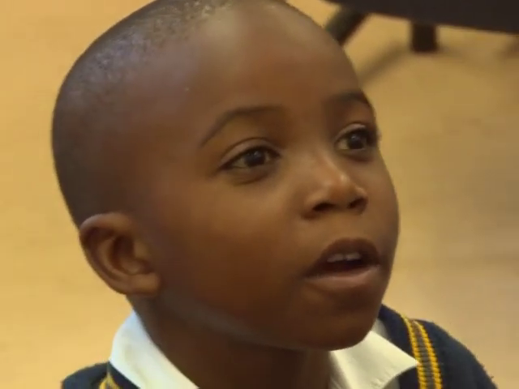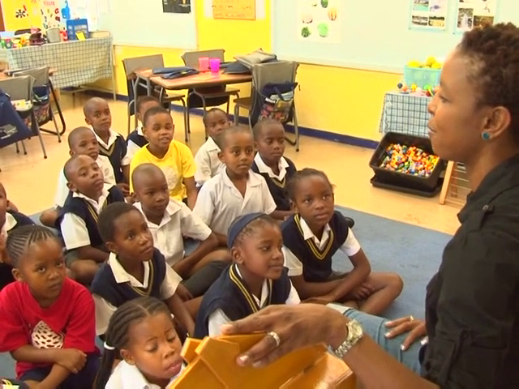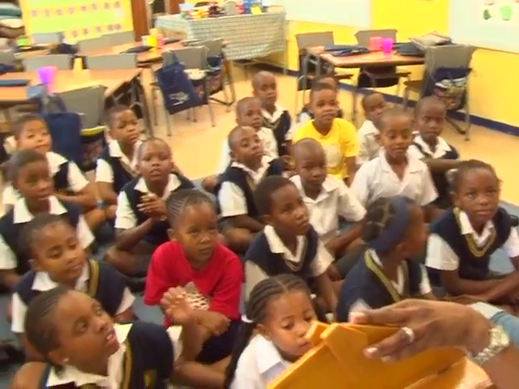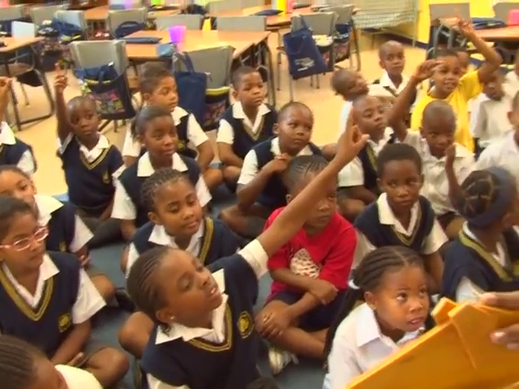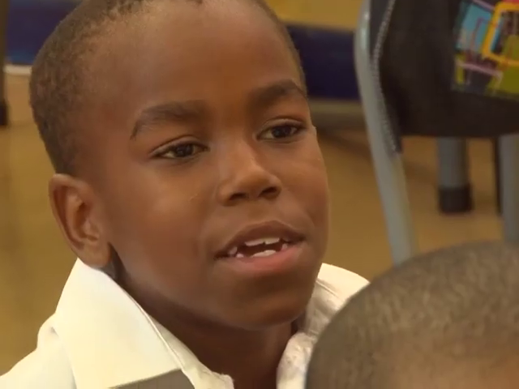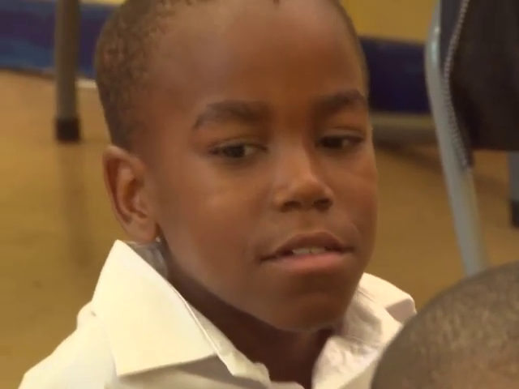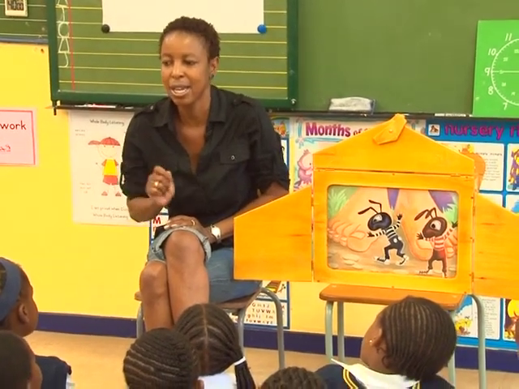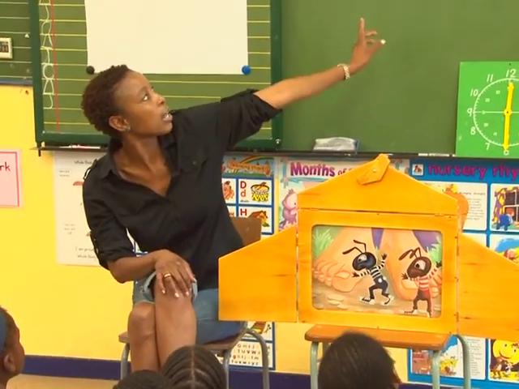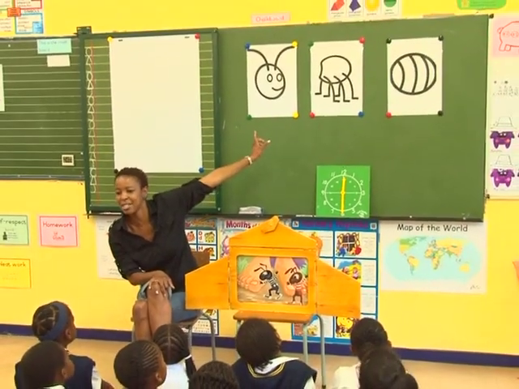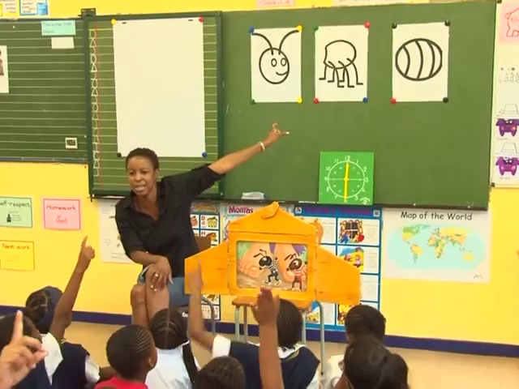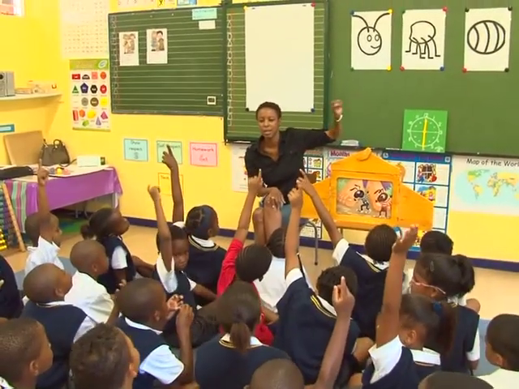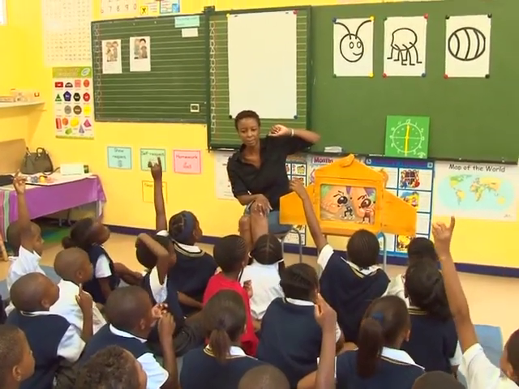And what are the 3 parts that make for a good story? What does your story have to have? Nathan? Beginning, middle, and end. Beginning, middle, and an end. Now, if you look up on the board, I have 3 different sections together. What do you think it is, Delran? A face, a body, and the tail.